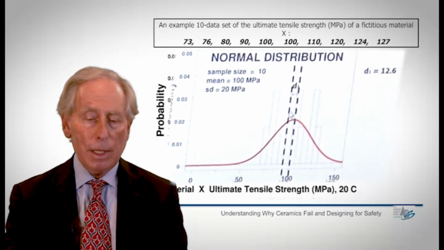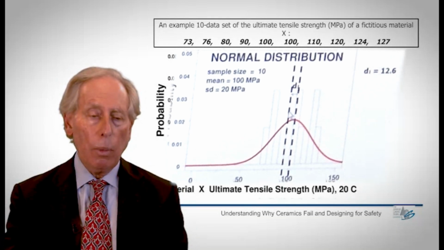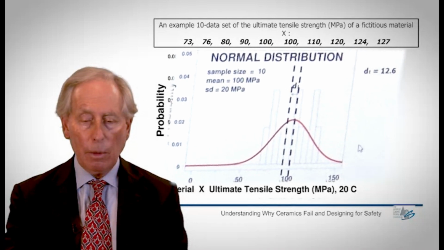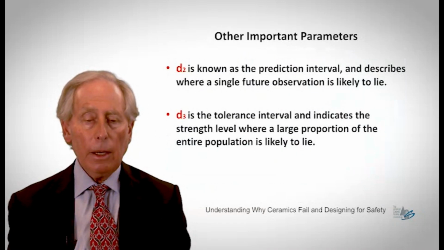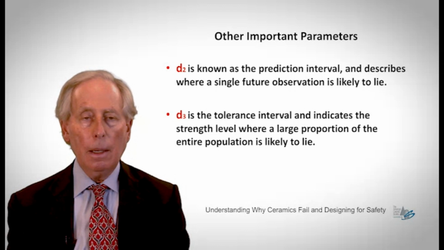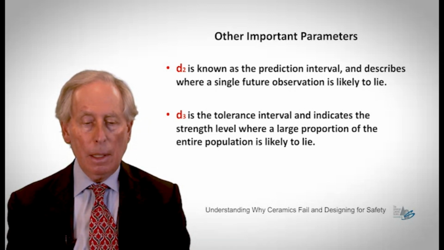But that only represents one point. It does not represent the lower limit to the distribution itself. It's not the parameter we're really going to need. So here are the other important parameters in the statistical analysis of this set of specimens. This number D2 is known as a prediction interval.